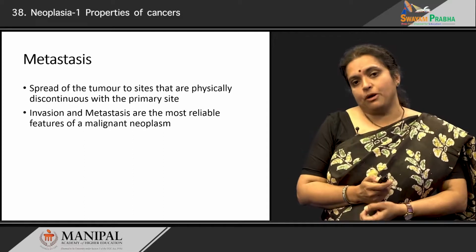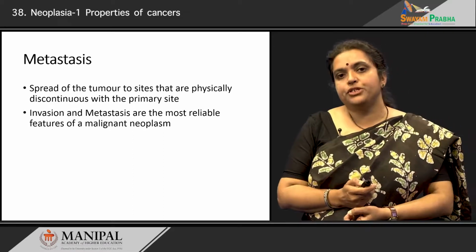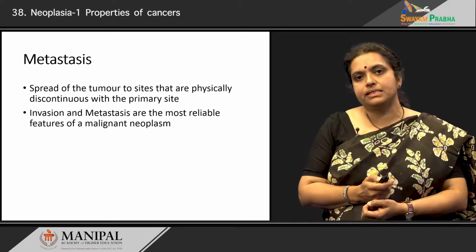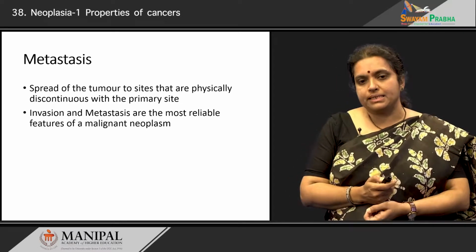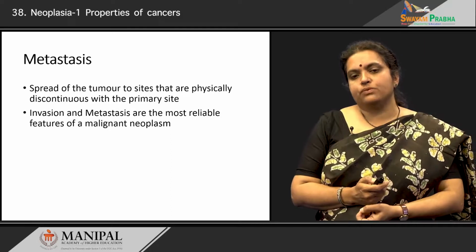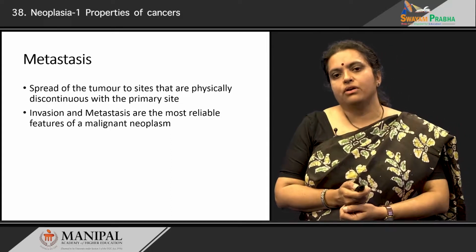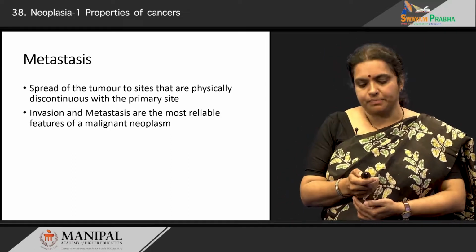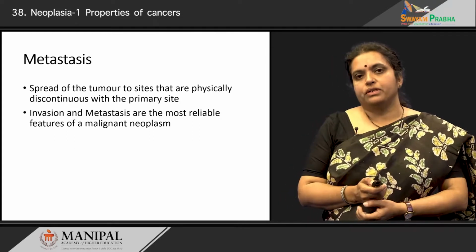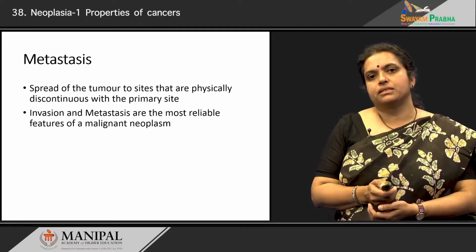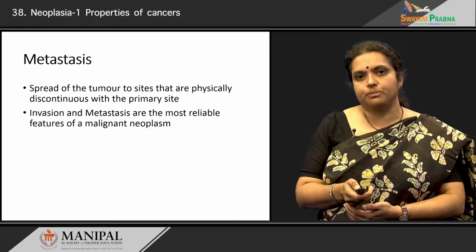So, this property is the spread of the tumor to sites that are physically discontinuous with the primary site. That is the definition of metastasis, and this is one of the most reliable features of a malignant neoplasm. So, invasion and metastasis are the most confirming or reliable features that dictate a malignant neoplasm.